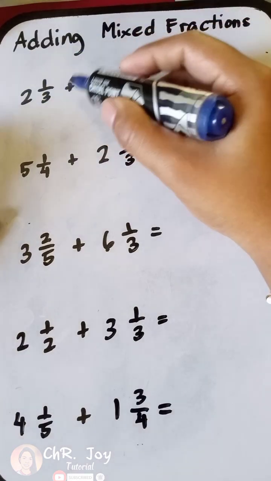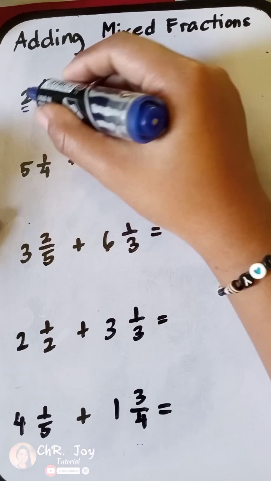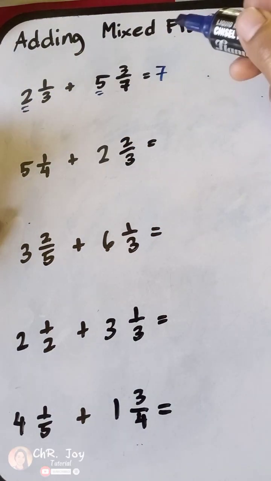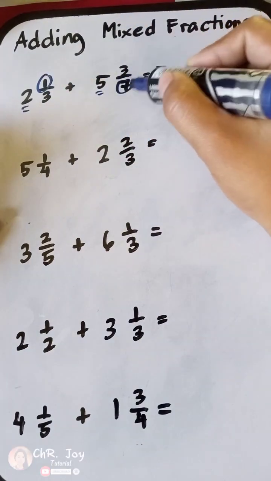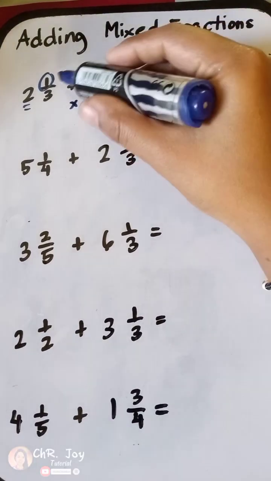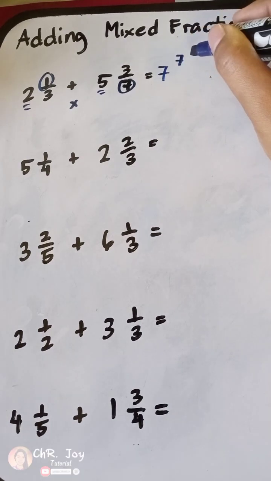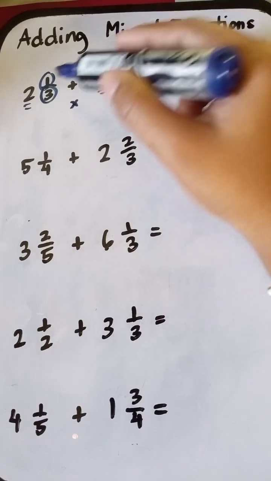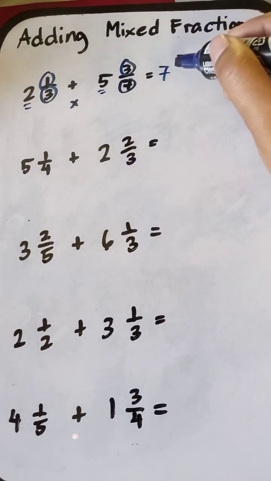First, we have 2 1/3 plus 5 3/7. Now, let's add the whole numbers. 2 plus 5 is equal to 7. And now let us multiply 1 and 7. So we have 1 times 7 is equal to 7. And now let us also multiply the 3 and 3. 3 times 3 is equal to 9.